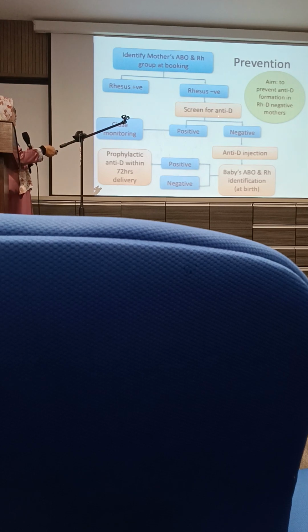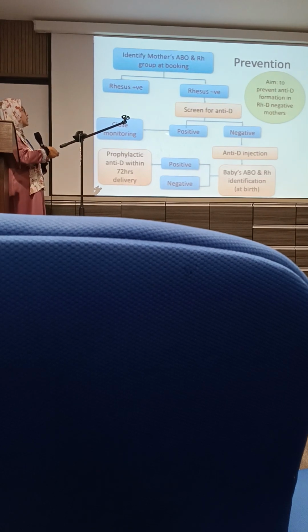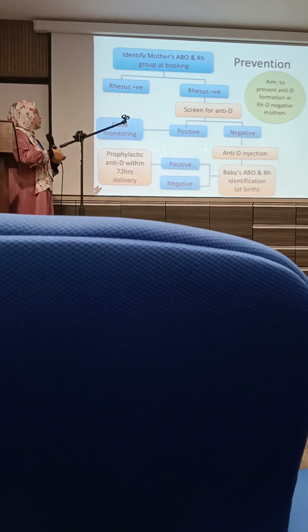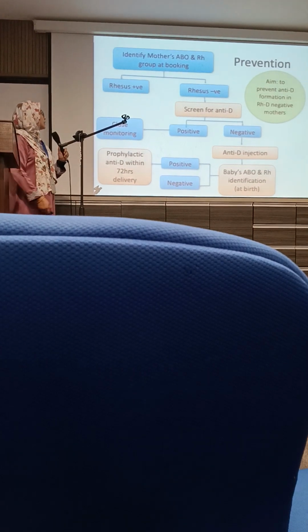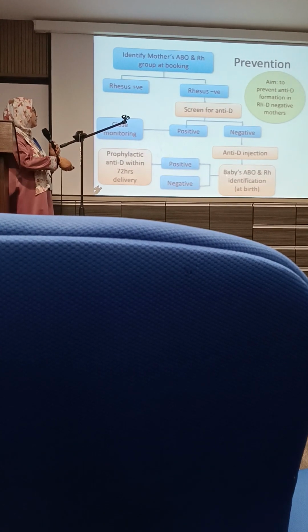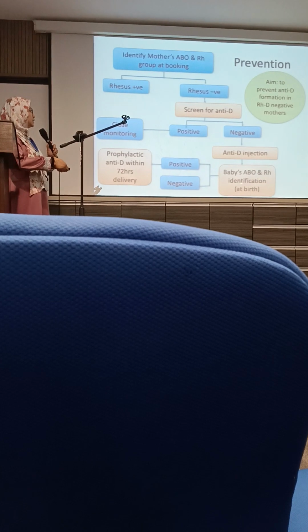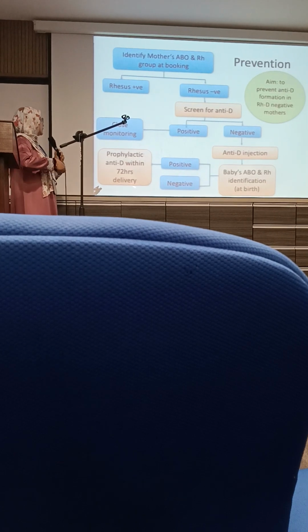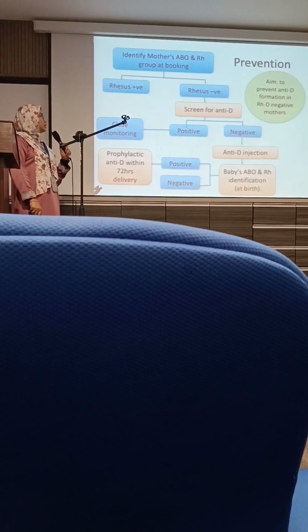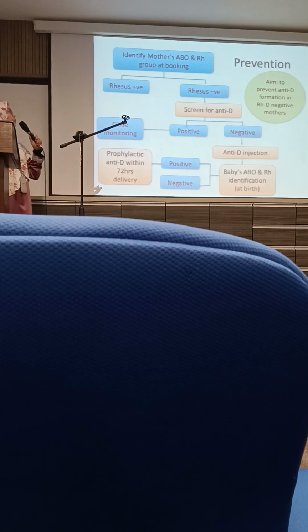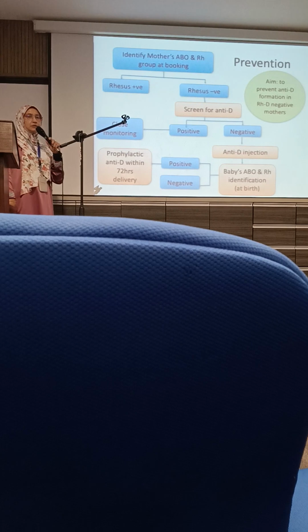Okay. So you screen for the anti-D. Kalau it is positive, maknanya dia dah ada exposure, you just close monitor. If it is negative, you give anti-D injection. Okay. And once the baby is delivered, look at the baby's ABO and rhesus identification. If it is positive, you give prophylactic anti-D within 72 hours of delivery. Kalau negative, tak payah apa, monitor saja. So the aim of this prevention is to prevent anti-D formation in rhesus negative mothers.